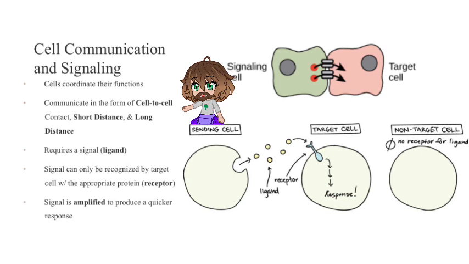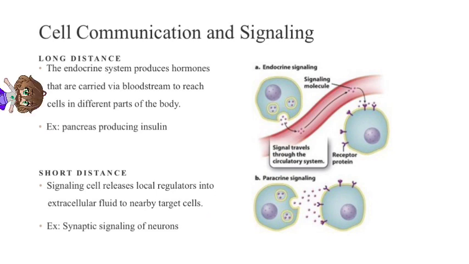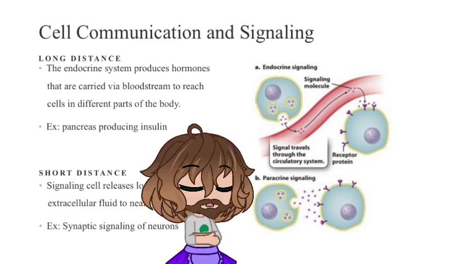Cell communication can be through direct contact, short distance, and/or long distance. In short distance communication, cells release local regulators into the vicinity that can be recognized by target cells. For example, neurons release neurotransmitters. In long-distance communication, the endocrine system sends out signal molecules that travel through the circulatory system to the cell's receptor proteins. An example of this would be the movement of insulin. Without the bloodstream, signal molecules wouldn't be able to travel long distances to induce a response.